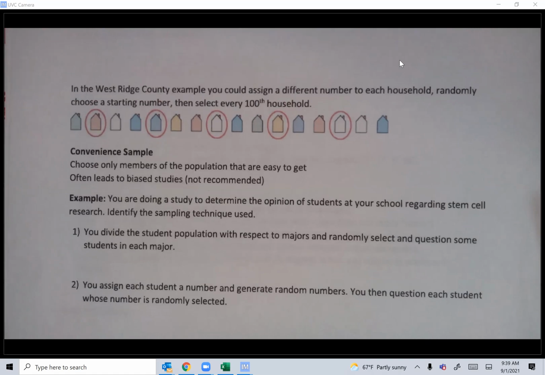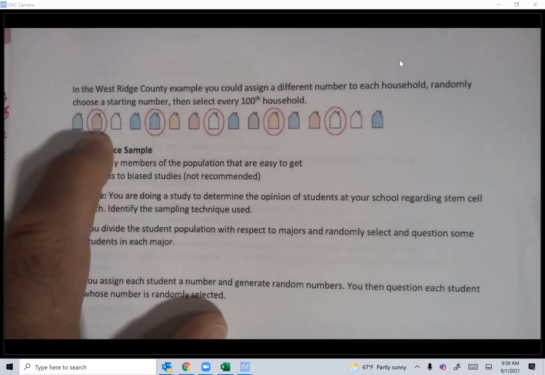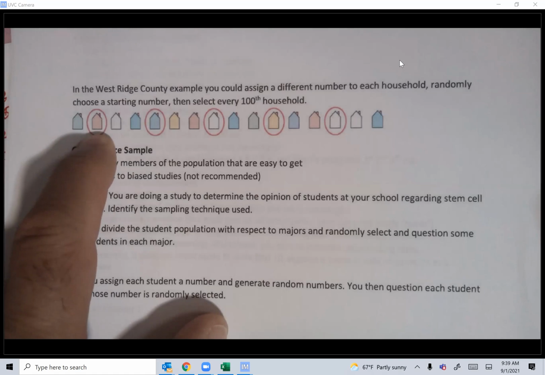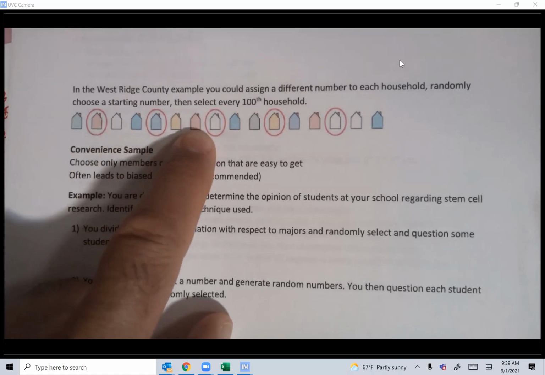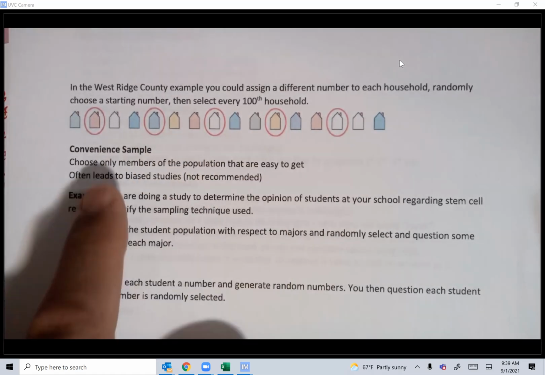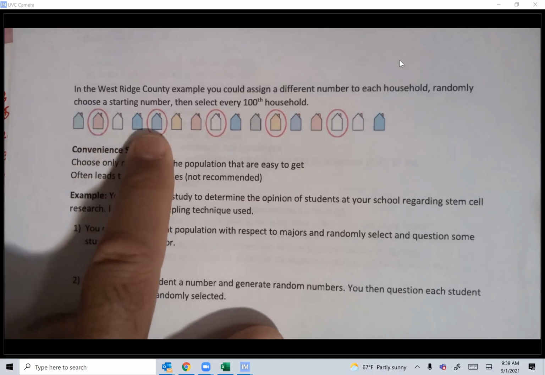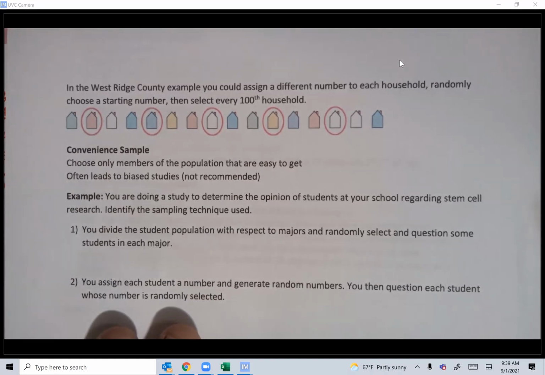And let me give you an example of the systematic sample right here. In the Westridge County example, you could assign a different number to each household, randomly choose a starting number right here, which shows this one as a starting number, and then select every 100th household. So we count 1, 2, 3, 4, all the way to 100, and then we get the next one. Another 100, and we get the next one, and so on and so forth. You can think of it as every, for example, third: 1, 2, 3, that's a 1. 1, 2, 3, the third. Okay. Convenience sample.